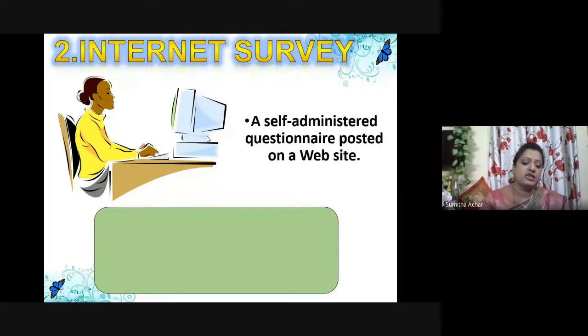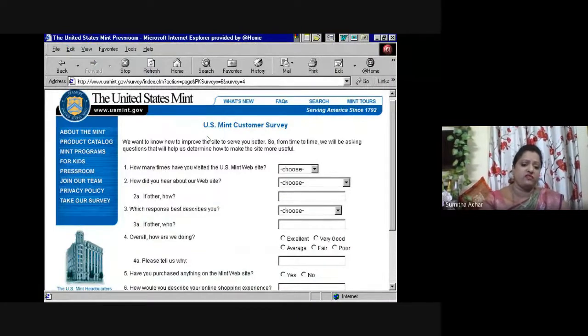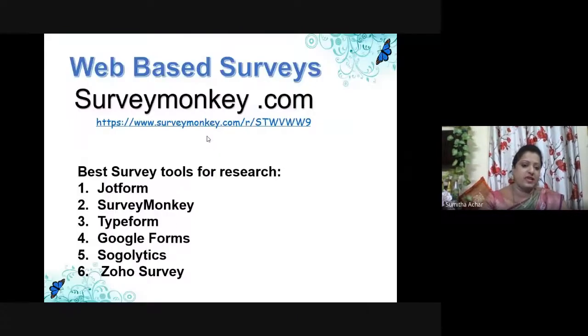So these are those types of self-administered questionnaires posted on websites, where you normally just tick the options, and it is already ready-made. See here, there cannot be an error, because the moment you choose one option, the other options automatically get disabled. So this is quite largely used, right? Here I have given you one format of it. So these are all website-based surveys.